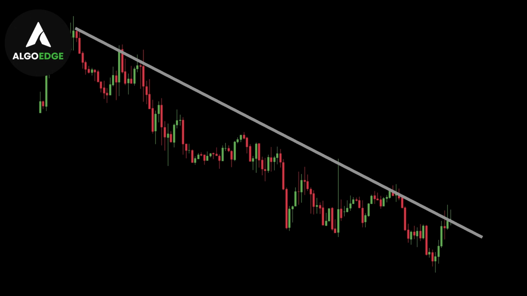However, that doesn't mean you should immediately enter a buy position the moment the trend line breaks. And here's why. You may be dealing with something called a fake breakout.